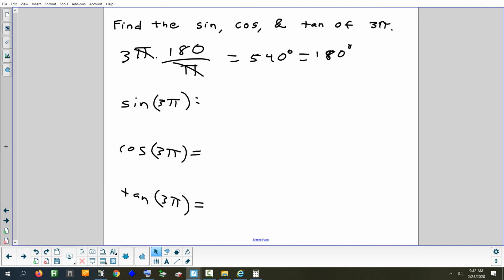Okay, so now I finally have an angle that's in the units that I think are easy to work with, and it's small enough to work with. What's the last thing I need to know about 180 before I can find the sine, the cosine, and the tangent? Yeah, the coordinates. I gotta get the coordinate. Once I have that, I'm good.